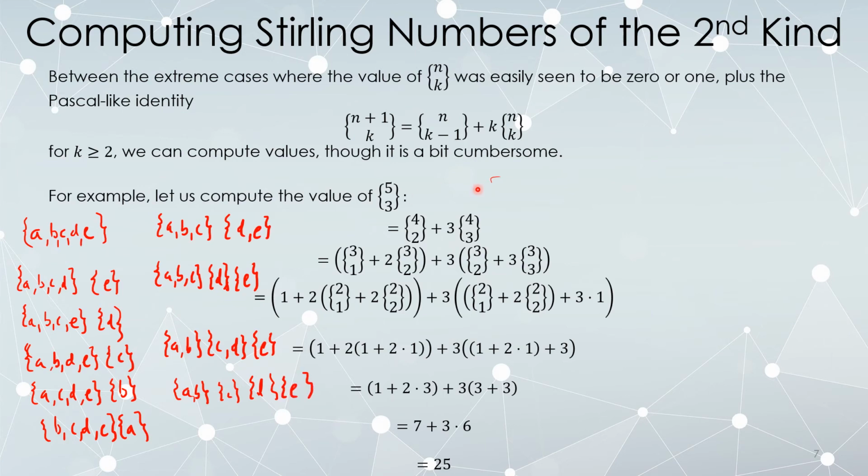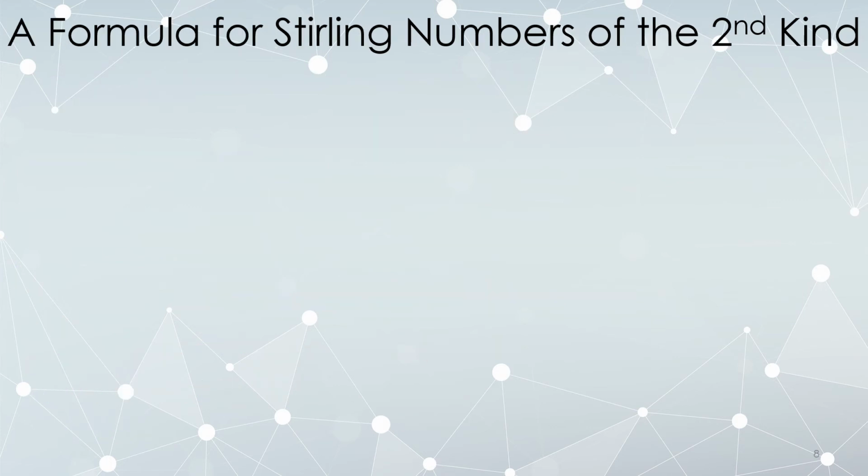Okay, so it's actually faster to use this identity here. This allows us to continuously reduce arguments of the Stirling number that we're computing. And eventually you'll get down to 1s on the bottom, which can be replaced with a 1, or the two numbers being equal, which can also be replaced with a 1. But wouldn't it be nicer if we simply had an explicit formula? The good news is we do.